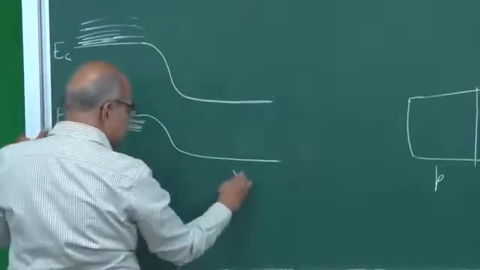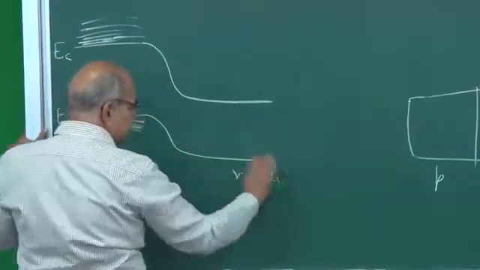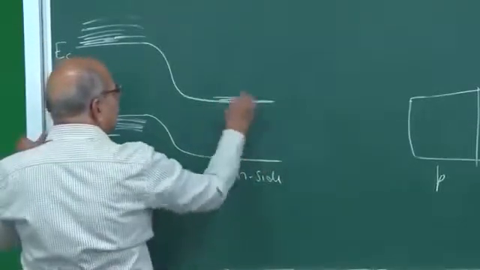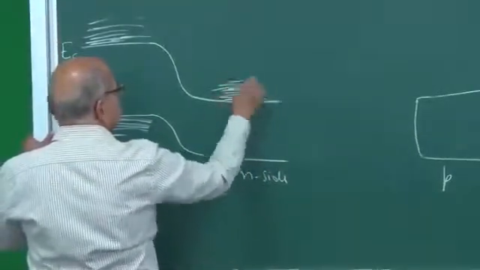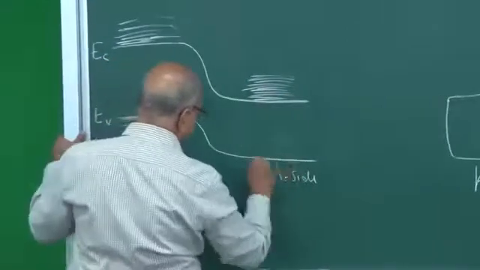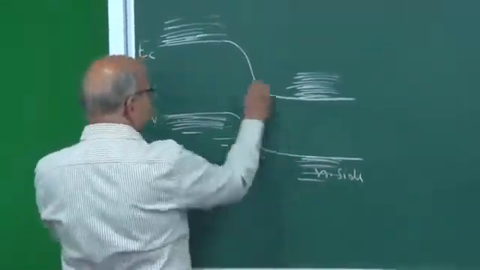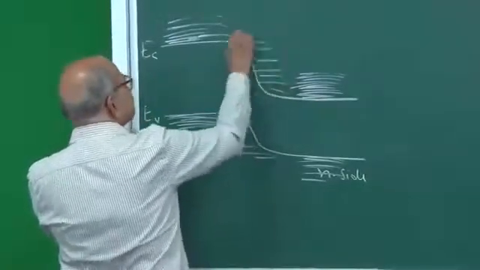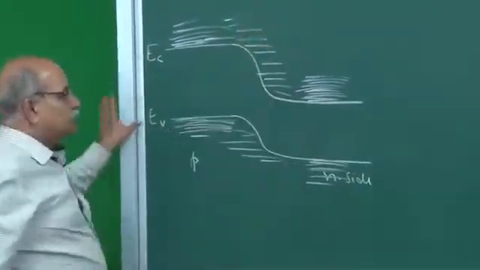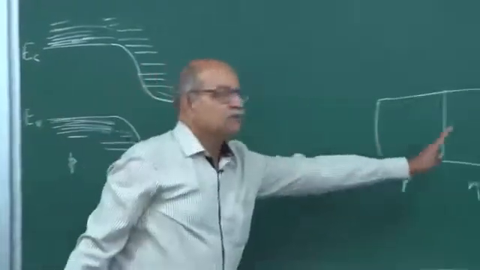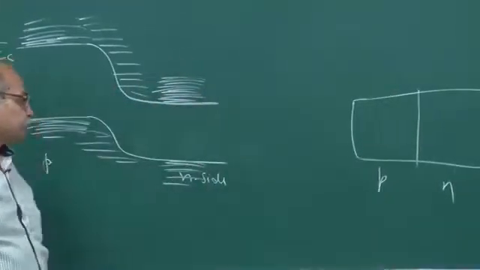Like this. This is the n side, which is far away from the junction, and then you have conduction band quantum states here, valence band quantum states here, and so on. So you have this kind of bending of band as a function of distance from this junction.